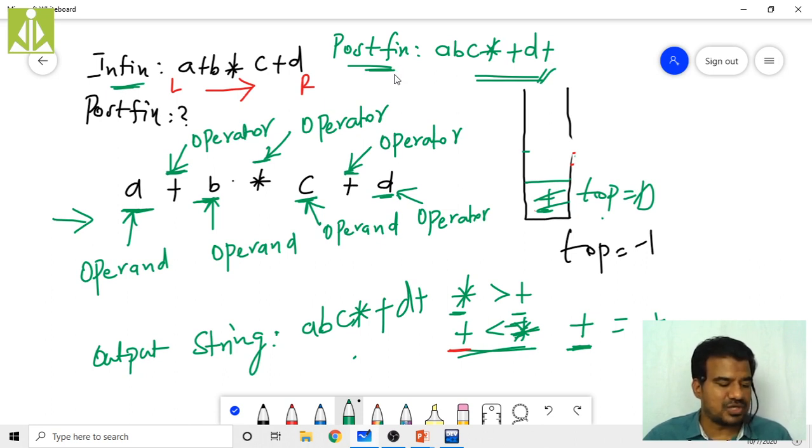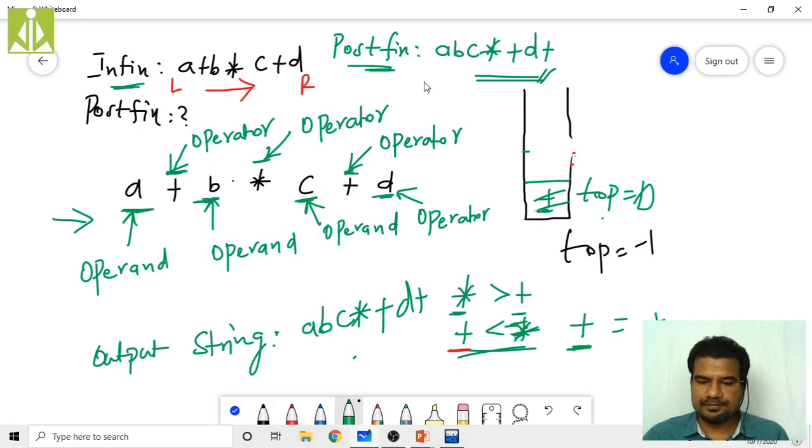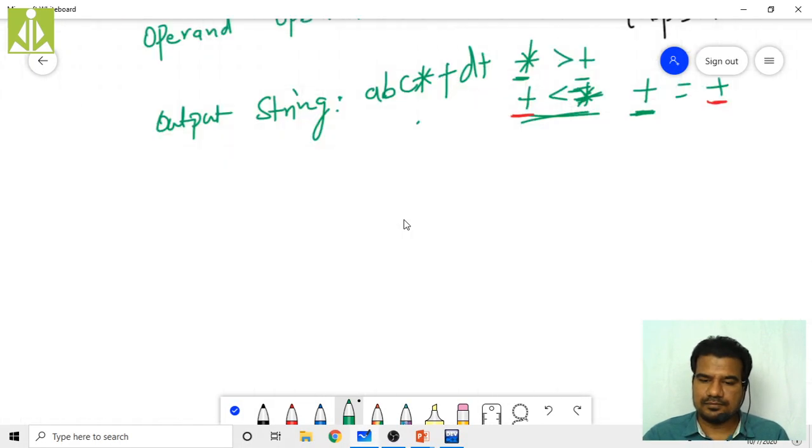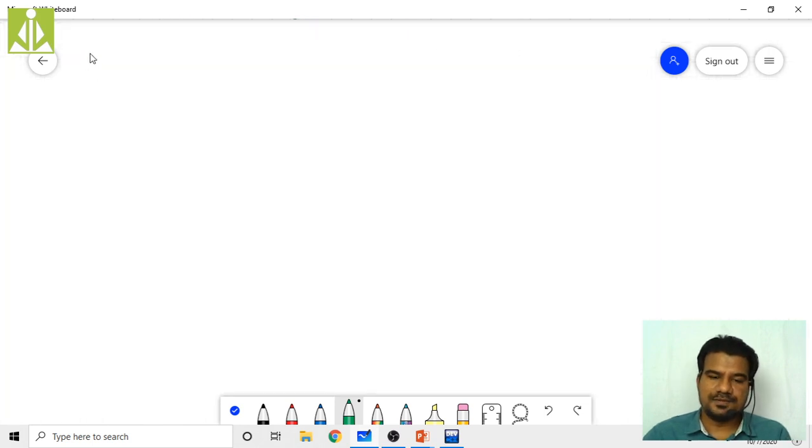So this time I'm planning to take a more complicated one. So yeah, take this example. So my infix, do follow this procedure because it is very very important, infix to postfix conversion. Definitely you will see this one in your exam.